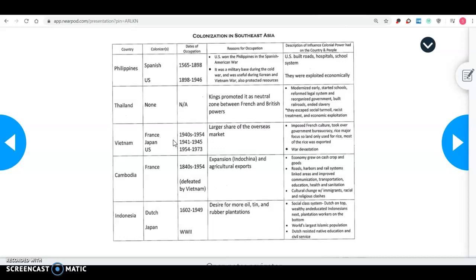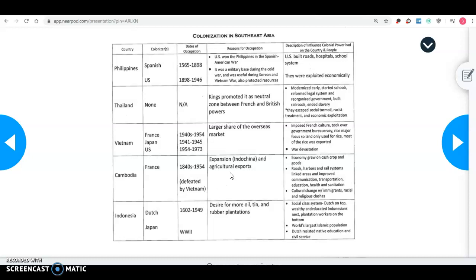All right, the next country is Cambodia. Cambodia is going to be colonized by France in the 1840s to 1950s. And you can notice that France kind of pulls out of all these countries in the 1950s, right after World War II. They just say, I'm done. They just don't have time to deal with these countries anymore. And then eventually Cambodia is going to be defeated by Vietnam later on after the Vietnam War.